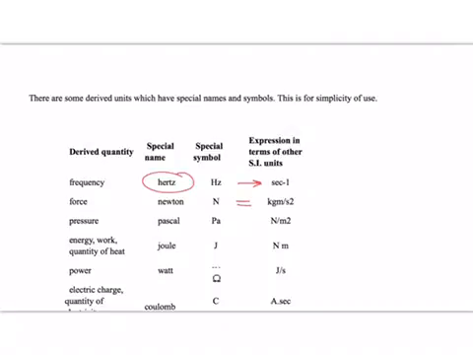Pressure, we use Pascal, which is equal to Newton per meter square. Energy, work or heat, the unit is joule. Joule is equal to Newton times meter. Power, watt. Watt is equal to joule per second. The electric charge, coulomb, which is equal to ampere times second. We have a resistance here, ohm, which is equal to volt per ampere.